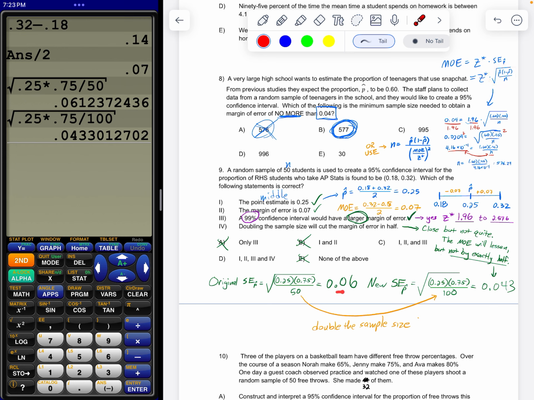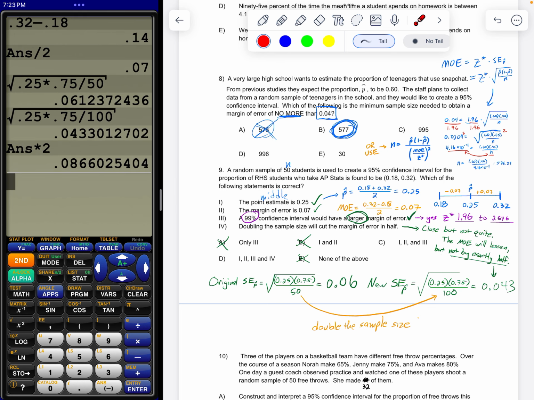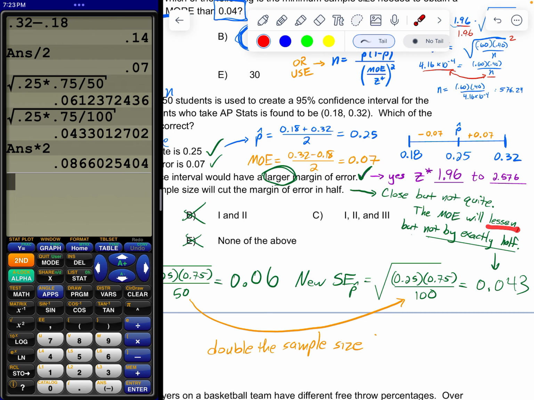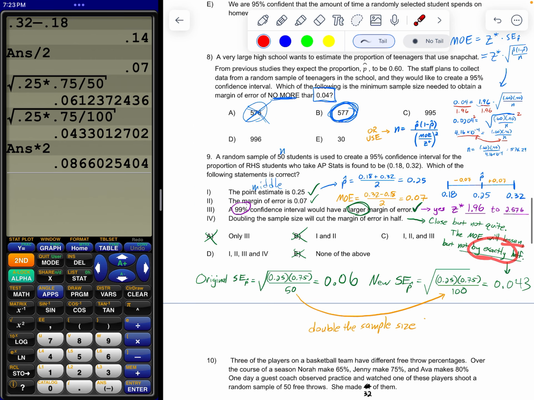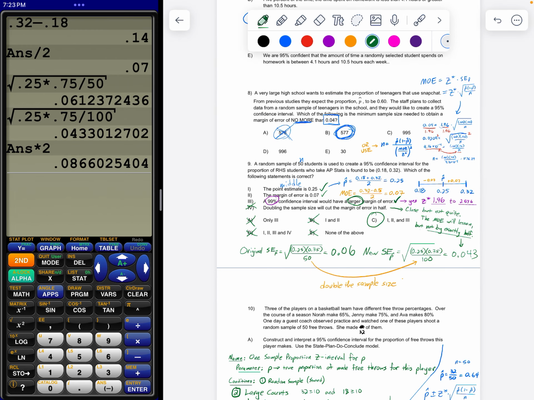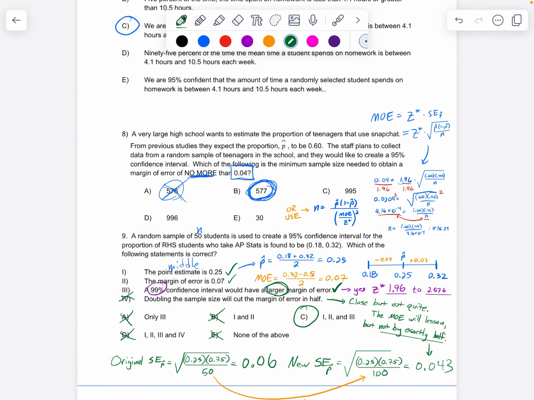So 0.06 is not being cut in half, because if it was, it would be 0.03 over here. Or if you double this, look, you're not getting 0.06. So this one is sneaky. It is getting smaller, but not exactly by half. So 4 is not true, so it is not D, so the answer is C. All right, we are on to the FRQs.